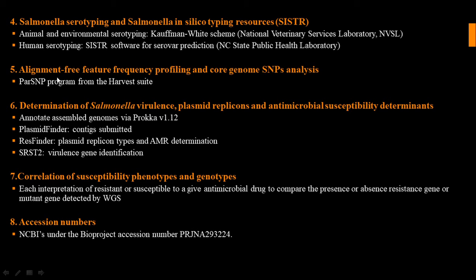And next is alignment-free feature frequency profiling and core genome SNP analysis. PAR-SNP is used in this study. Then determination of Salmonella virulence, plasmid replicons, and antimicrobial susceptibility determinants. And then correlations of susceptibility phenotypes and genotypes, used to compare the presence or absence of resistance genes or mutant genes detected by whole genome sequencing. And the last is accession number.